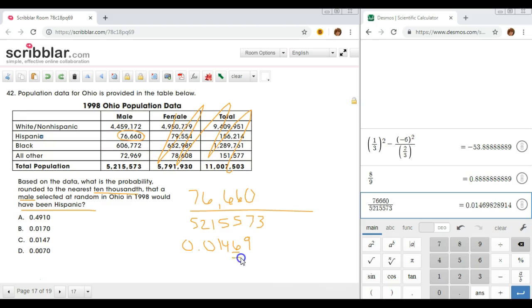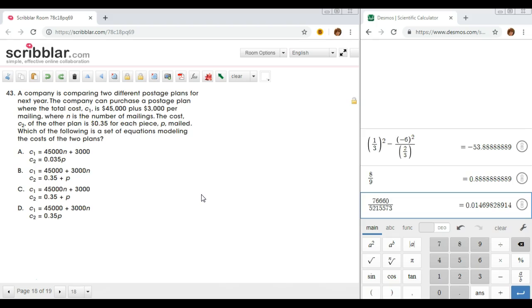Since we're rounding here at the 4th digit, we look at the number next to it and say, oh, the 9 is going to make that 6 go up to a 7. So our final answer is 0.0147. Problem 43. A company is comparing two different postage plans for next year.